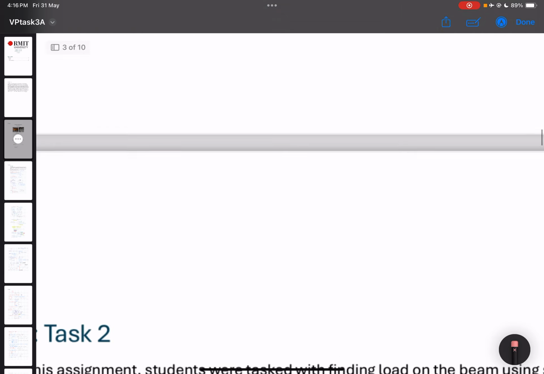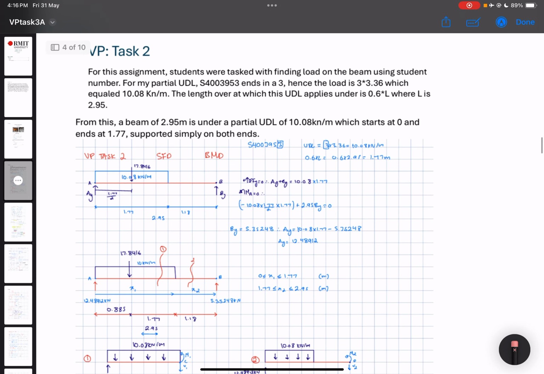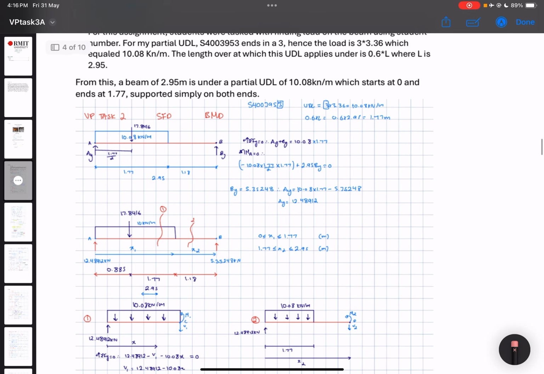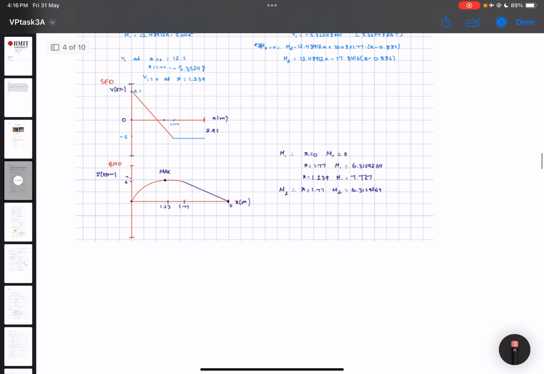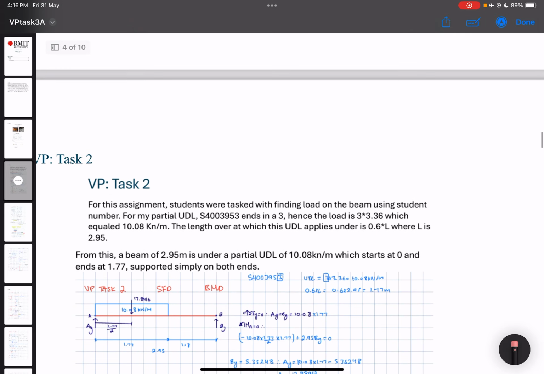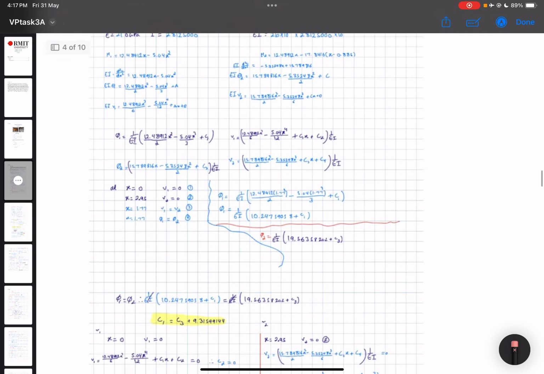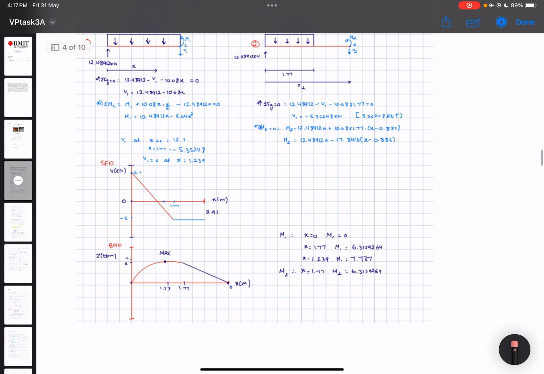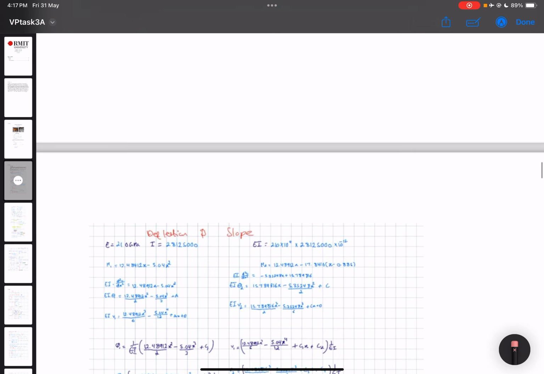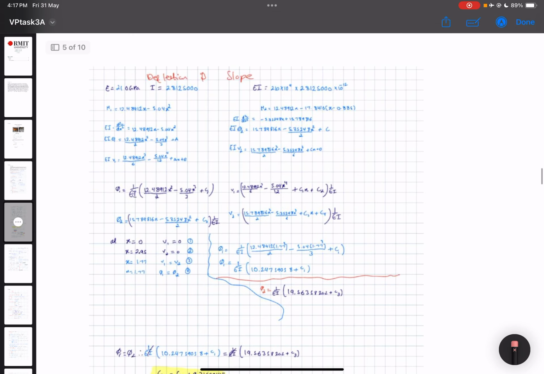And then in VP Task 2, using the same beam, students were asked to calculate the shear force and bending moment diagrams, given that the loading conditions were found using students' unique student numbers. So it will be the last digit multiplied by 3.36, and then the length at which this applies will be 0.6 times the total length of the beam. And then from here, I've calculated the shear force diagram, bending moment diagram, as well as the deflection and slope.